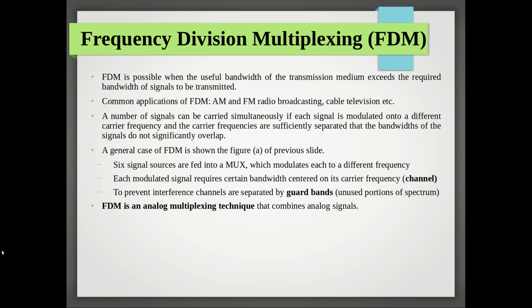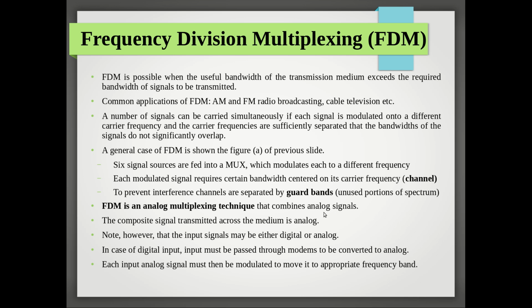Now, FDM is an analog multiplexing technique that combines analog signals together. So, typically, it is preferred for analog communication. Even though it is digital communication, we can use a modem to convert the individual digital information to analog, and we can apply FDM. So the composite signal transmitted across the medium is also analog.